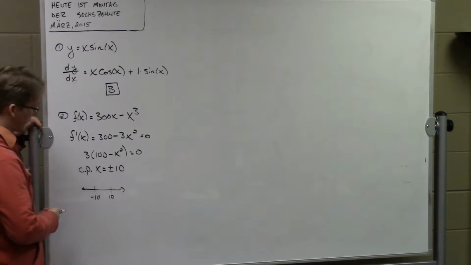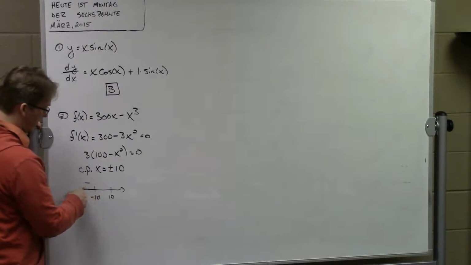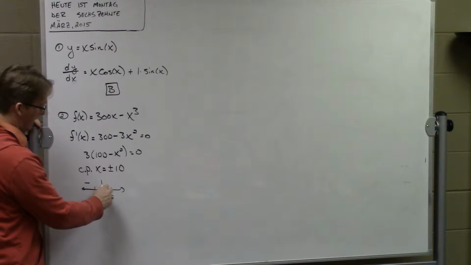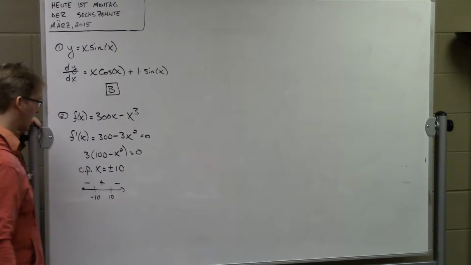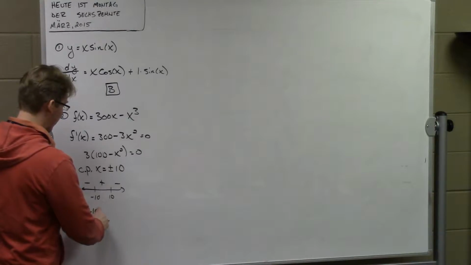Something to the left of negative 10, like negative 20, that's going to be 400, so that'll be negative. Something in the middle like 0 will be positive, and something on the right side will be negative. Then they want increasing? Yeah, increasing. All right, so increasing is from negative 10 to 10.